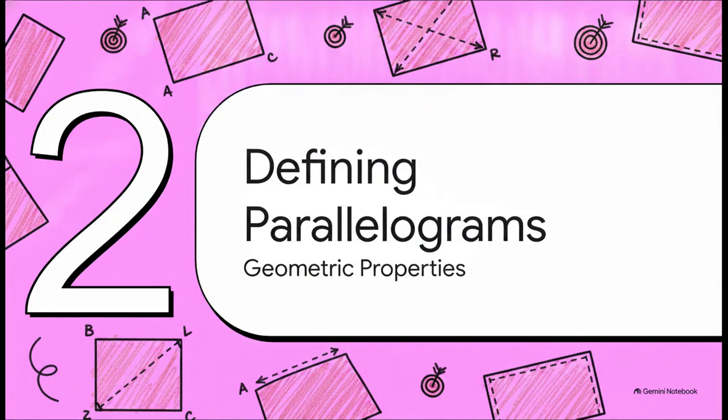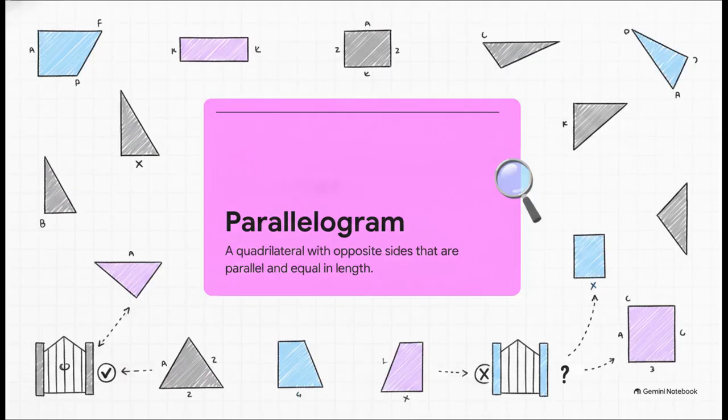Moving right along to Section 2, defining parallelograms. All right, with our target locked in, let's establish the ground rules. By definition, a parallelogram is a quadrilateral with opposite sides that are parallel and equal in length. That's it. That's the baseline geometric requirement. Basically, if a four-sided polygon doesn't meet those specific criteria, it just doesn't get into the parallelogram club.